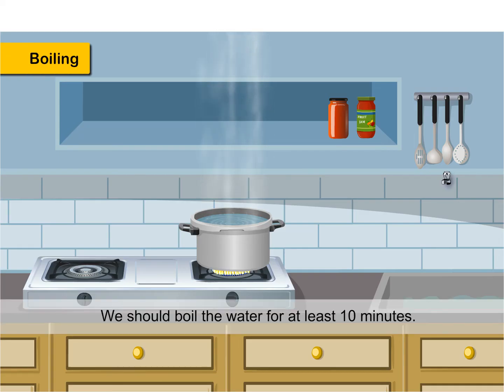Boiling. We should boil the water for at least 10 minutes. Boiling kills the germs. This is the simplest method of purification of water.